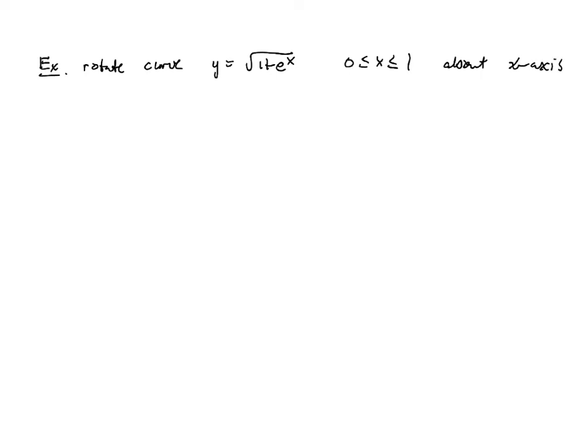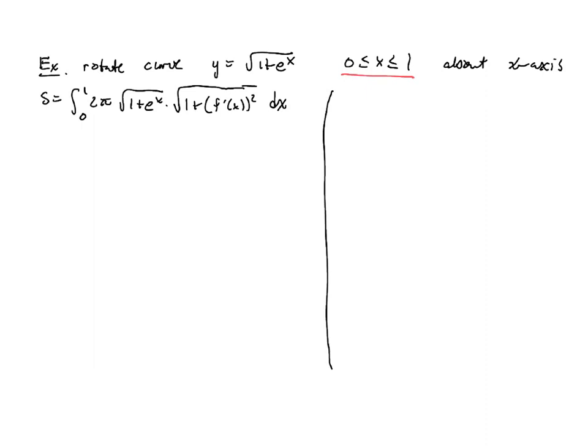Now, like we did with previous examples, my surface area formula is going to be the integral from 0 to 1, because those are my x values. And I have 2 pi f of x, which is my function square root of 1 plus e to the x, times this other square root of 1 plus f prime of x squared dx. And so I'm going to figure out what that square root of 1 plus f prime of x squared function looks like over here on the right.